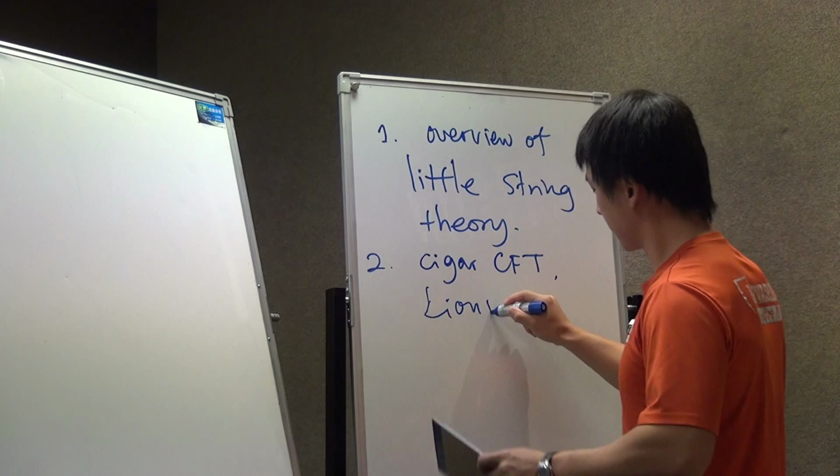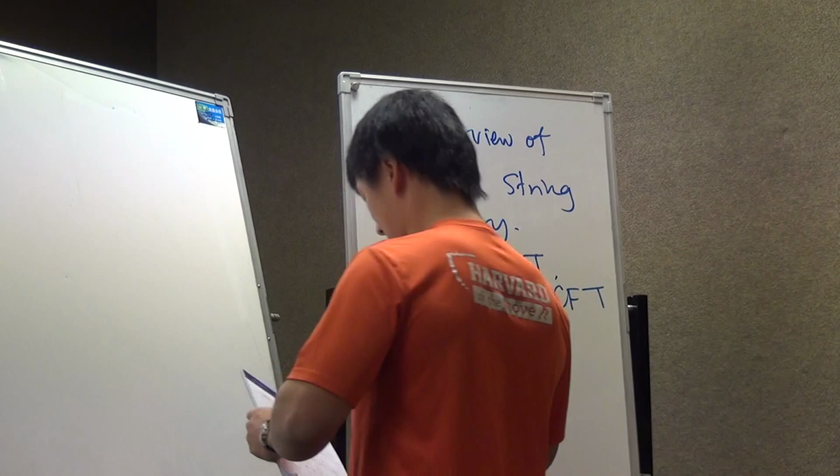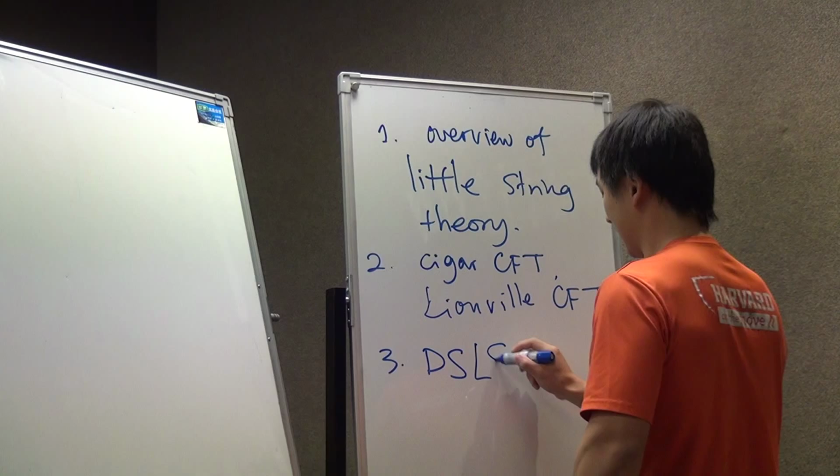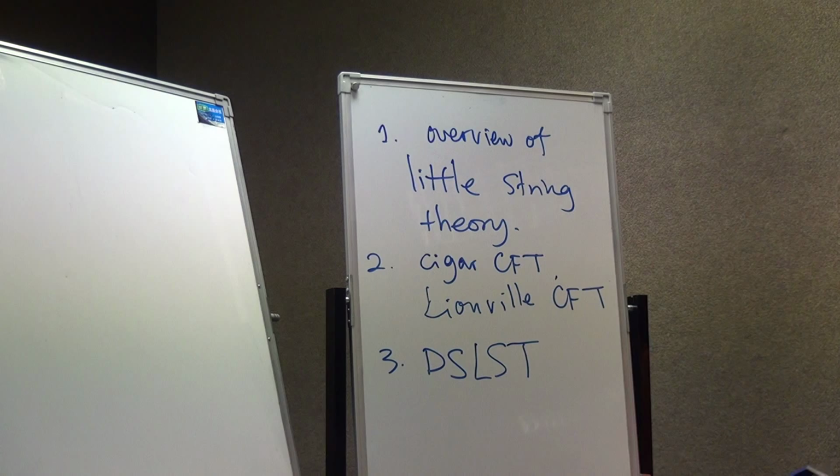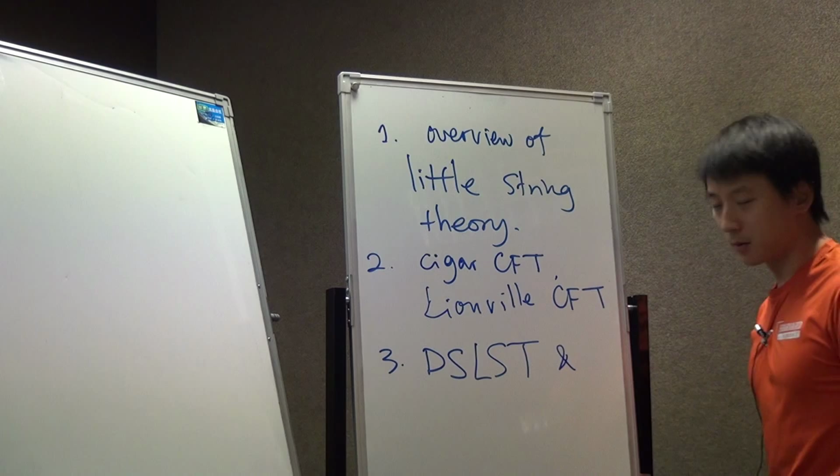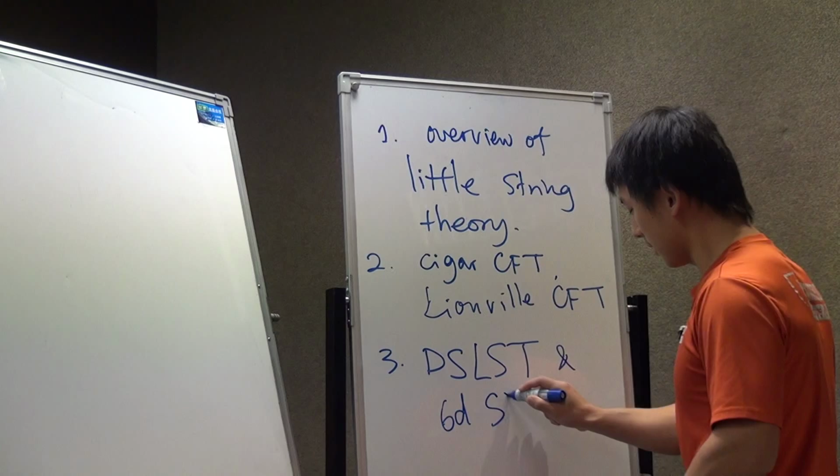Liouville CFT. And finally, we'll discuss double scaled little string theory, DSLST for short, which stands for double scaled little string theory. And we'll study scattering amplitudes in this theory from the worldsheet approach, and we'll compare it to amplitudes in six-dimensional, maximally supersymmetric, one-one super Yang-Mills amplitudes.